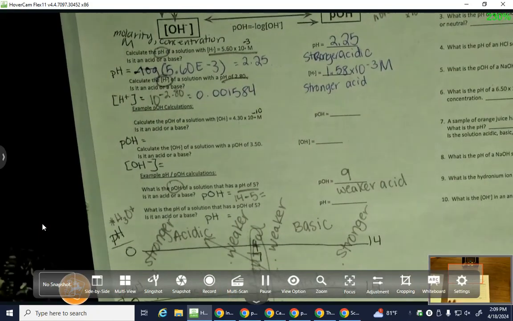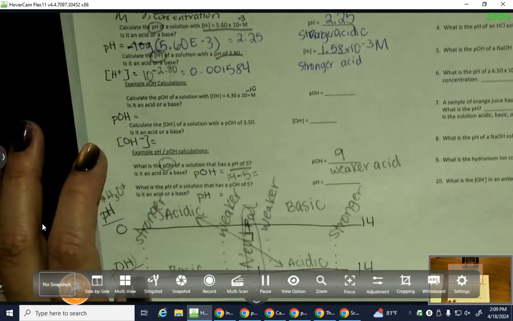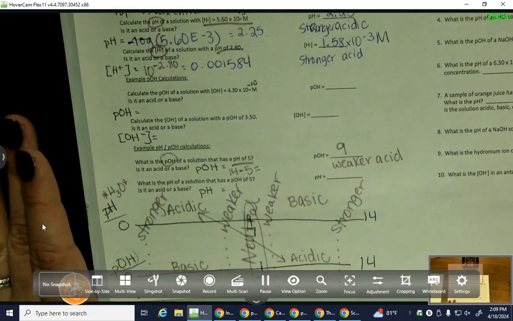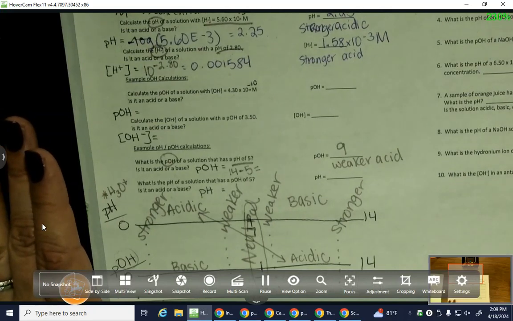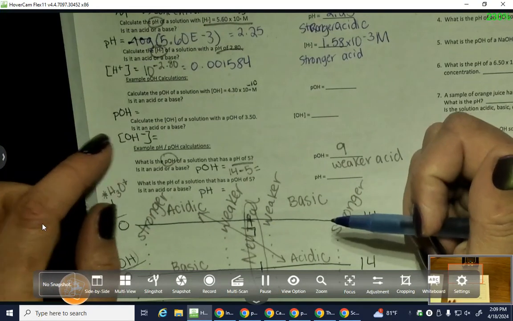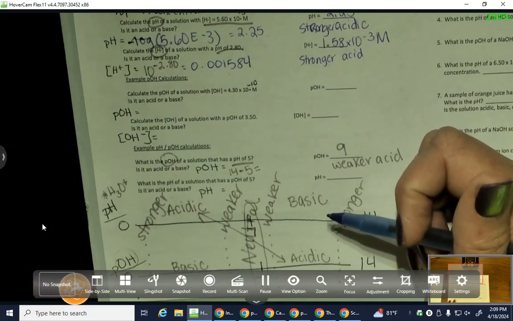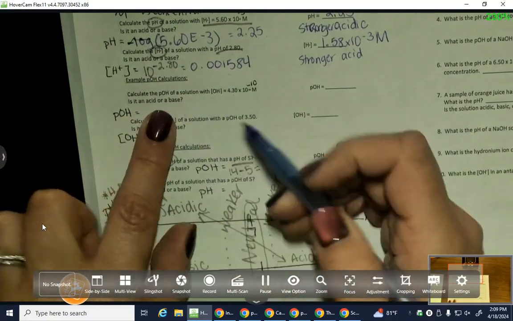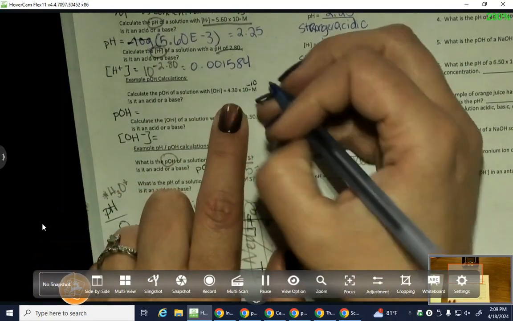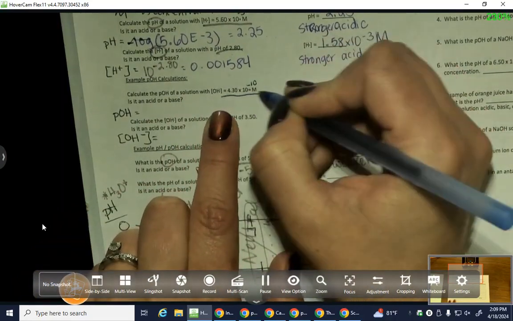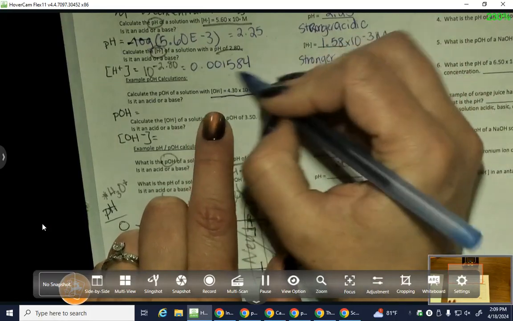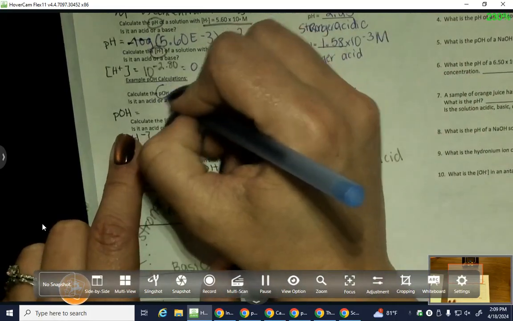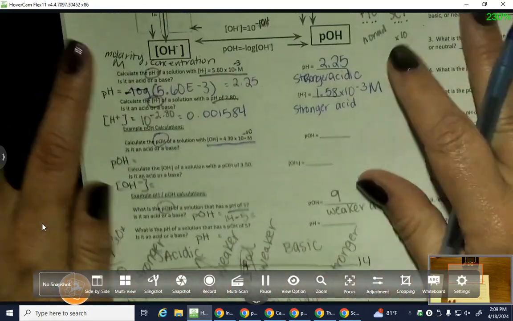Okay. All right, pOH calculations. So nothing is changing. They're all the same calculations, hence why I said it's really not difficult, okay? It's a matter, though, of knowing what your answer is telling you. So calculate the pOH of a solution with an OH concentration of 4.30 times 10 to the negative 10. So we have that OH concentration. We're solving for pOH.